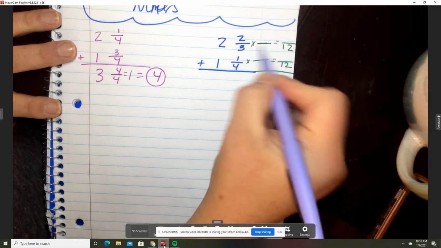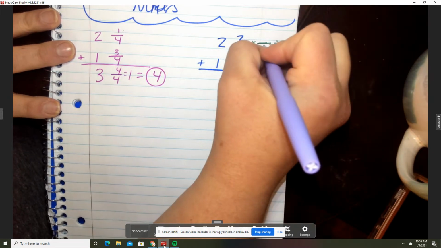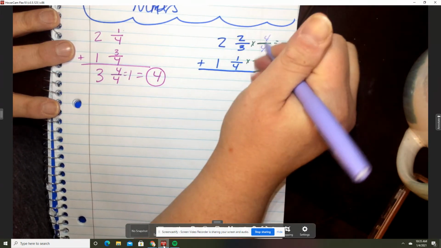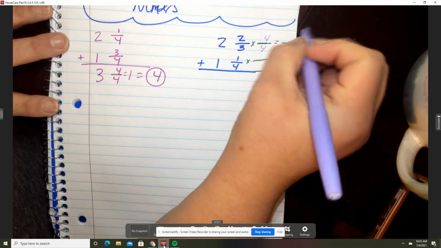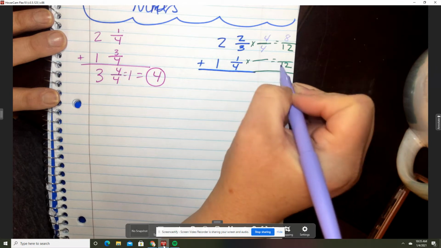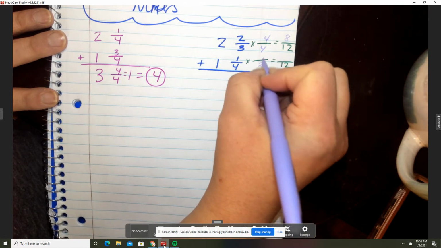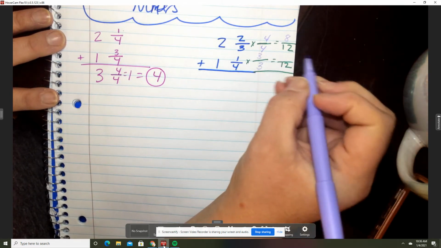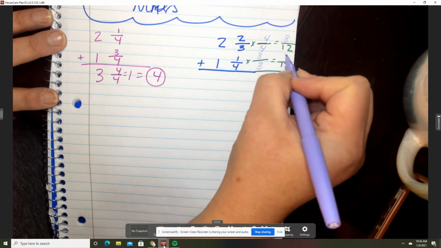All right. So then you have to get your numerators. You have to look at that 3 and think, well, what did I do to get to 12? You multiplied it by 4. What you do to the bottom, you have to do to the top. 2 times 4 is 8. And then what did you do to the 4 to get to 12? You multiplied by 3. What you do to the bottom, you have to do to the top. 1 times 3 is 3.